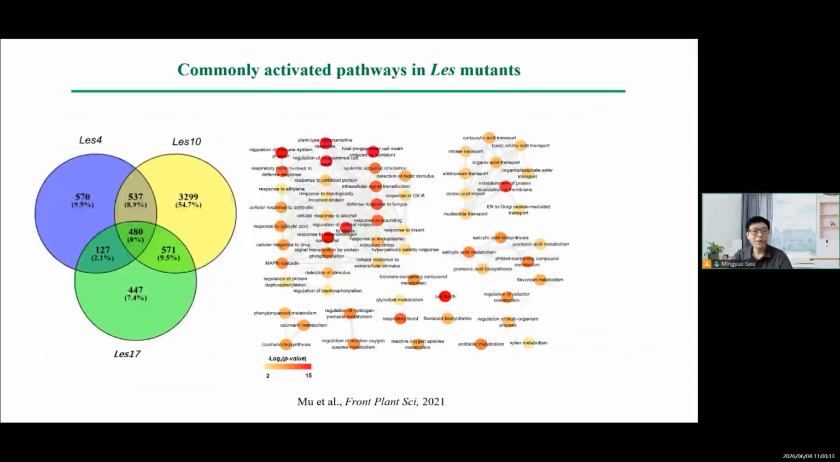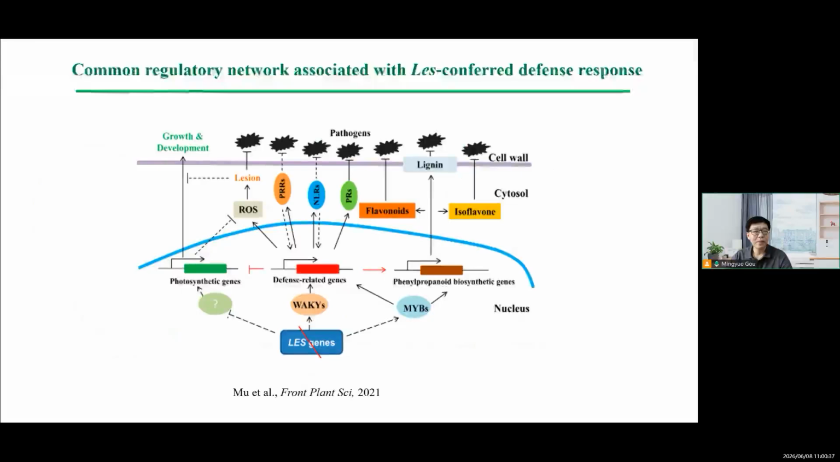We used 3 types of lesion mimic mutants, LES4, 10, and 17, to dissect the general transcriptional changes. We found that defense-related pathways, for instance, programmed cell death, defense response to fungi, and phenylpropanoid biosynthesis, were commonly activated in all three mutants. We propose that mutation of those lesion mimic genes could lead to upregulation of defense-related genes and downregulation of photosynthetic genes, and there appears to be an obvious growth-defense trade-off in those mutants.